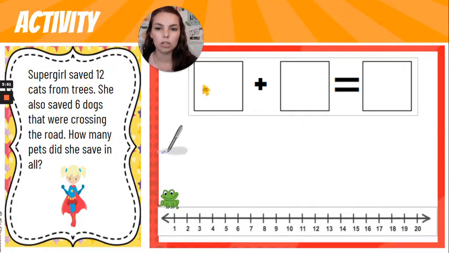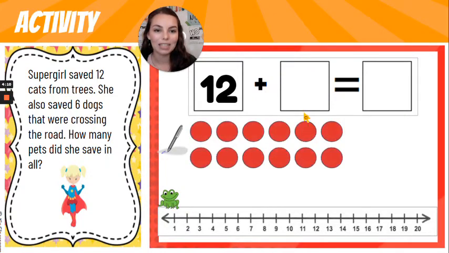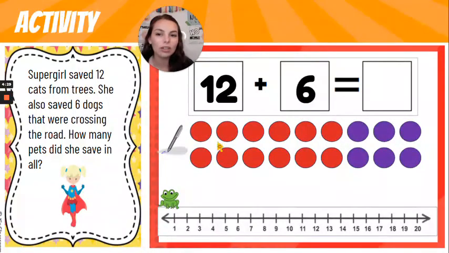Do I put Supergirl in this box? No. Do I put the number of cats in this box? Yes, it says she saved 12 cats. So I need to write 12. She also saved 6 dogs. So in this box, I'm going to add my 6 dogs. Now you can count 1, 2, 3, 4, 5.